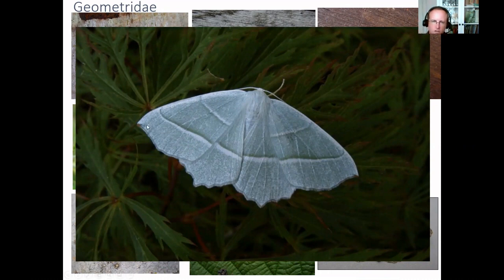It's got this little red apical streak which none of the other emeralds have. So if you catch an emerald, check the apex of the wing. It's got a little red streak. That's light emerald. Know that one. If it hasn't got that, then you can pore through the books and work out which one of the many emeralds it might be.